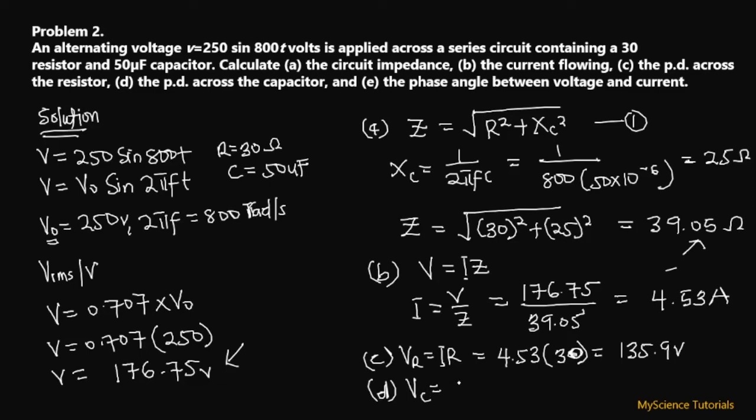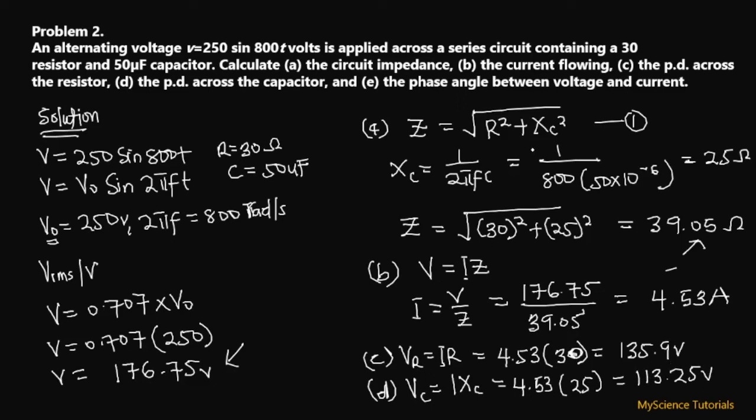Okay, so the D aspect of the question says we should find the potential difference across the capacitor, VC. VC is equal to I XC, where the XC we found to be 25 ohms at the top. So here it is also going to be 4.53 multiplied by 25. If we multiply these two, we are going to get 113.25 volts as our capacitive voltage.